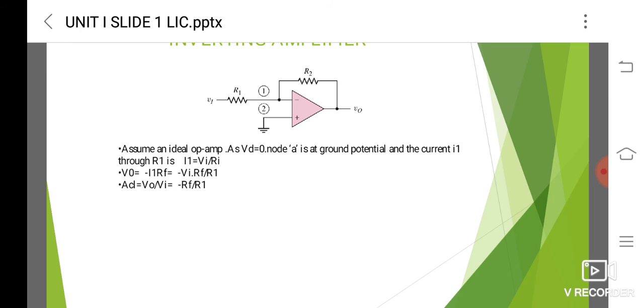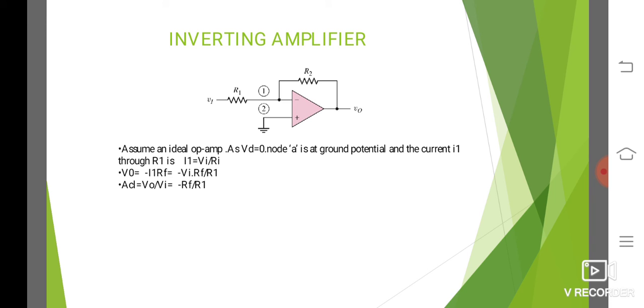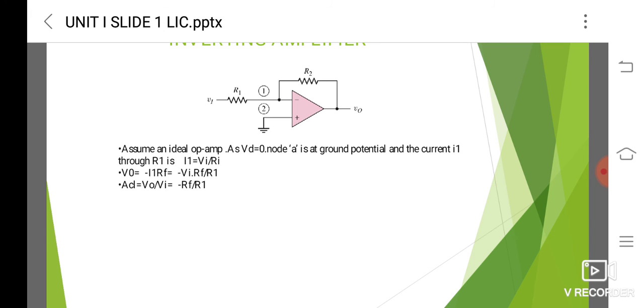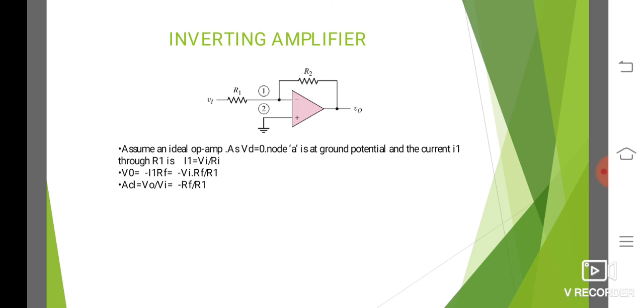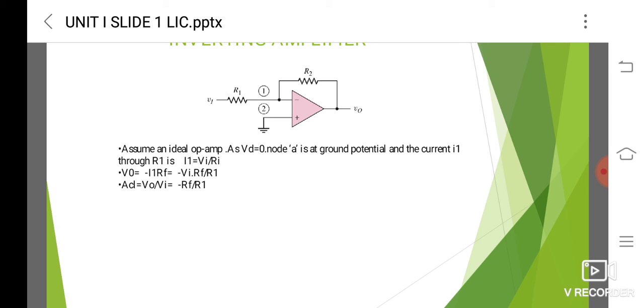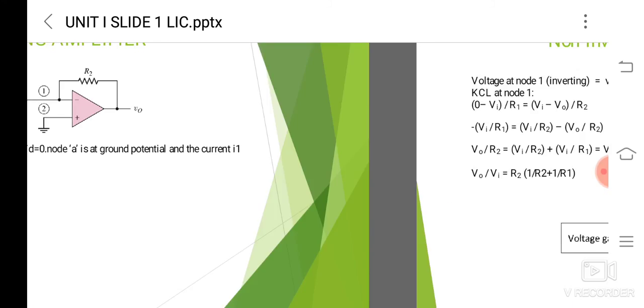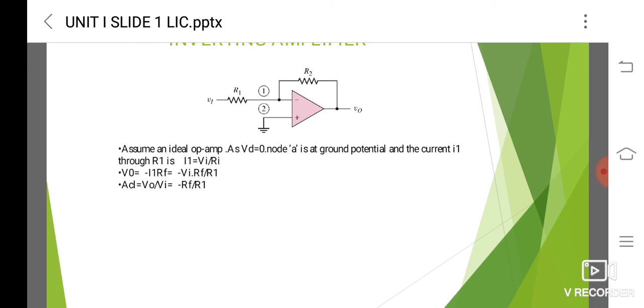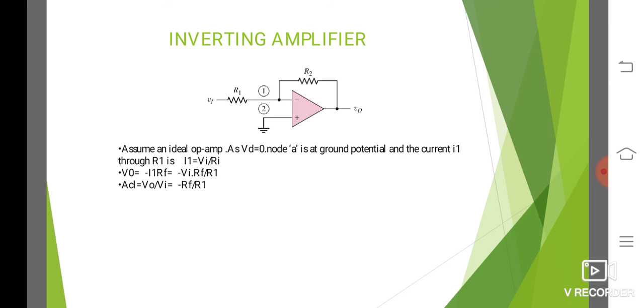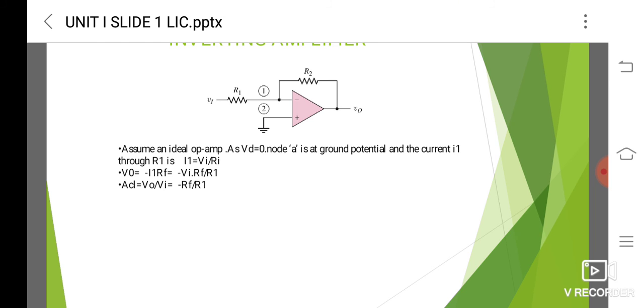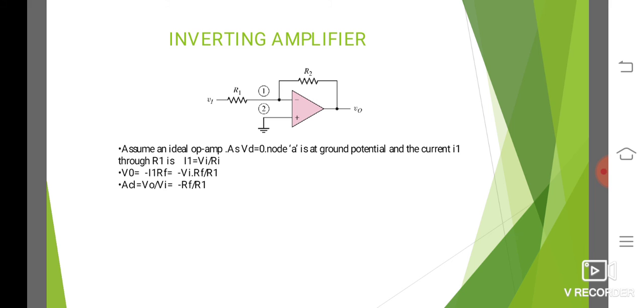It can be written as I1 equal to Vi by R1. Also, the output voltage V0 can be written as minus I1 into RF. We use this negative sign because the output is fed back to the input. If we substitute the value of I1 in this equation, then by calculation we get the closed loop gain V0 by Vi equal to minus RF by R1. This is the closed loop gain of the inverting amplifier.